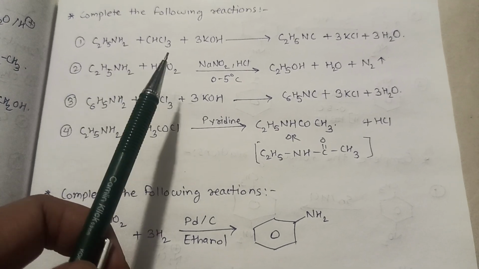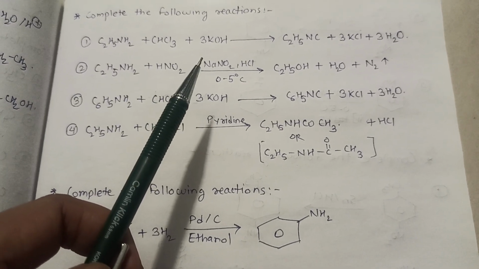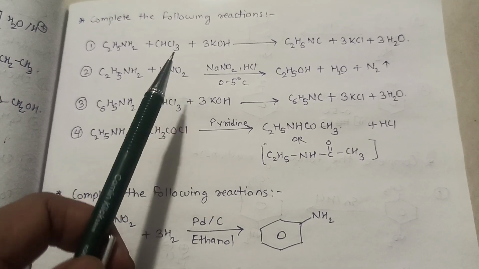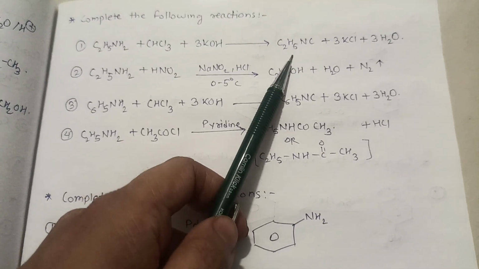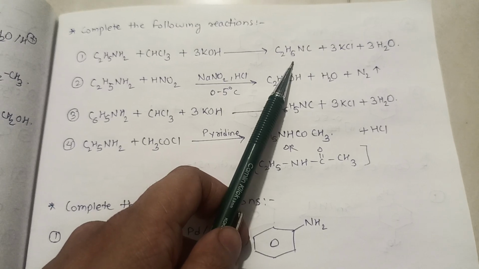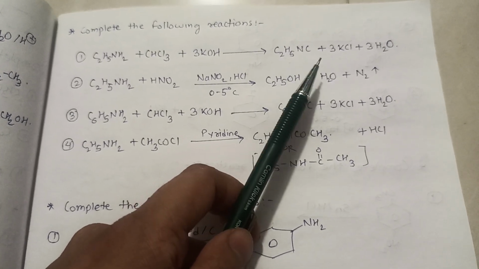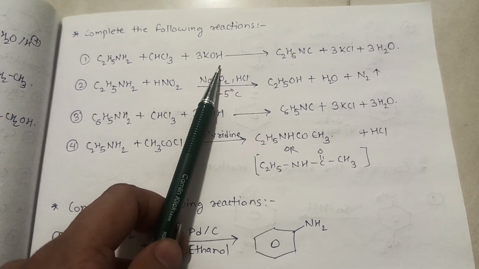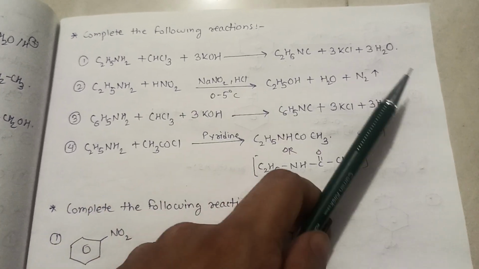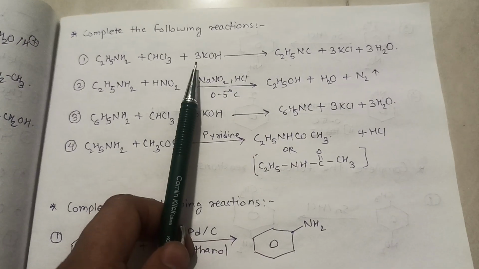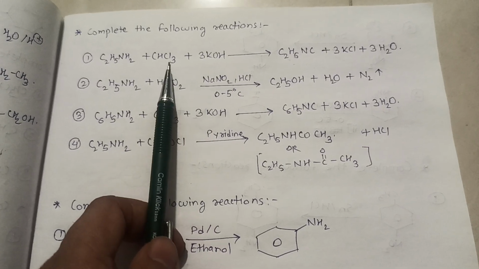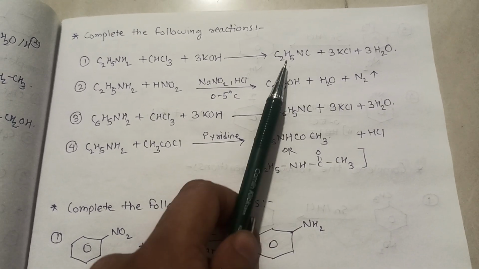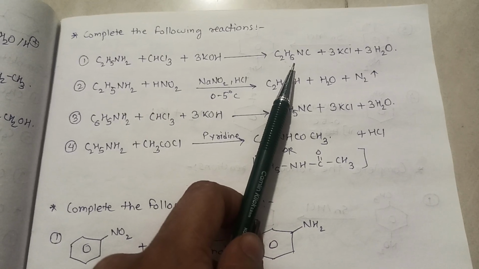Aminoethane plus chloroform plus strong base KOH, potassium hydroxide. When they react with each other, they will produce an isocyanide, which is ethyl isocyanide. Byproducts are KCl and water. Whenever hydrogen and oxygen is there in reactant side, you have to write water on product side. K plus, which is left, will go with Cl minus to give another byproduct KCl. And our main product is ethyl isocyanide.